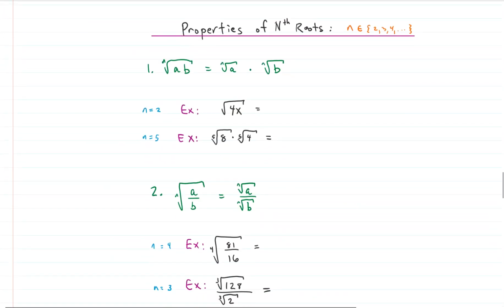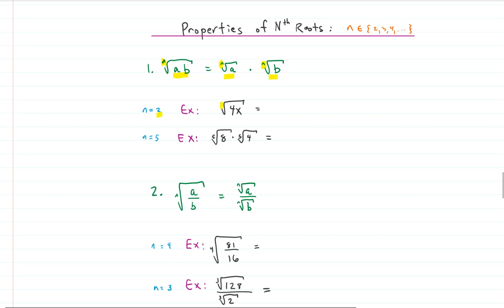Let's look at some properties of nth roots. Again, n can be 2, 3, 4, on up. The first property is that if we have the nth root of a times b, so we have two things multiplied together underneath a single radical, we can separate those into two separate radicals being multiplied together, but they both have the same root, the same index as the original. In this case, it's n. So in our example, if n equals 2, notice it's the default, and we don't write the 2.